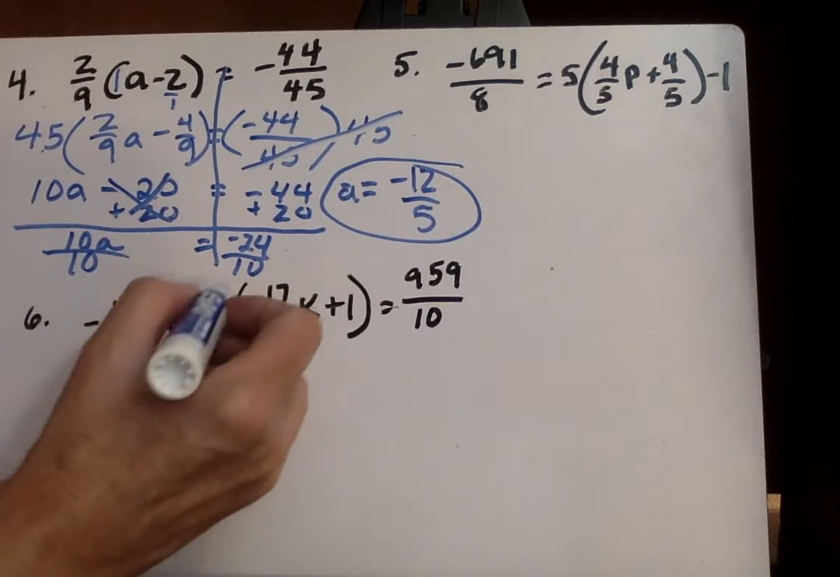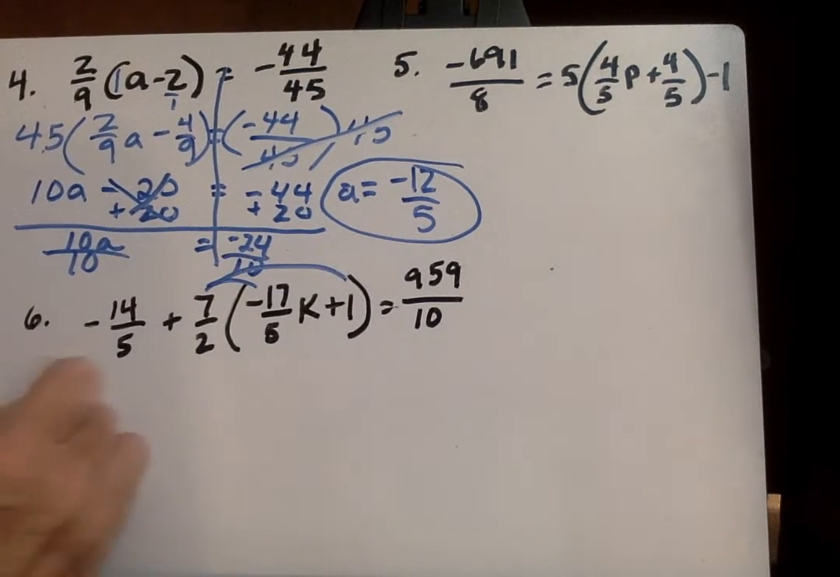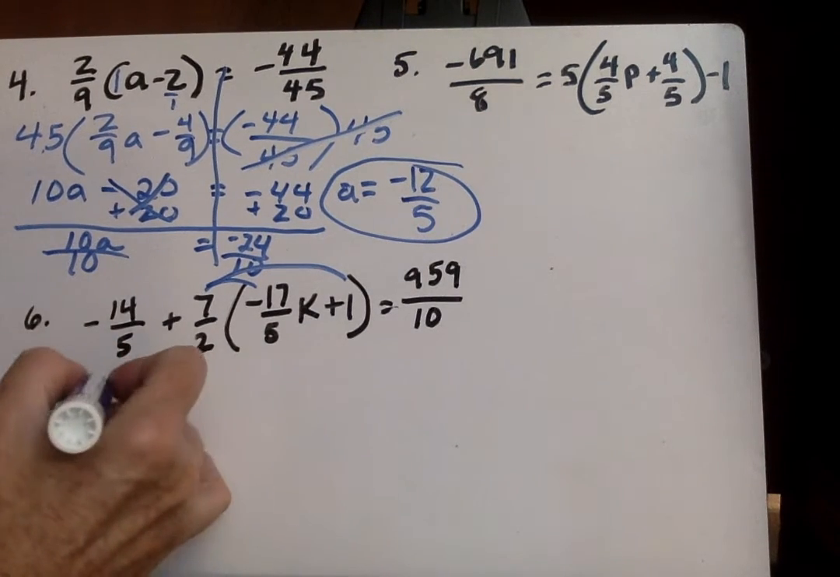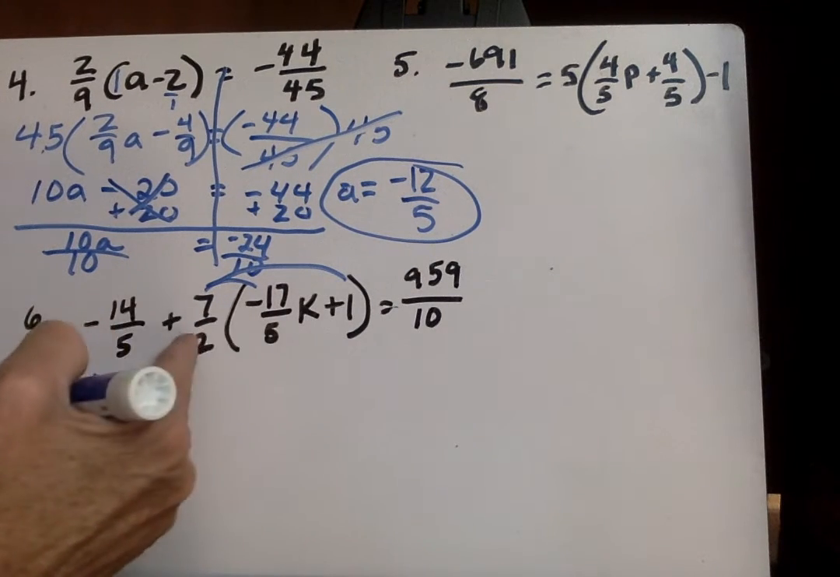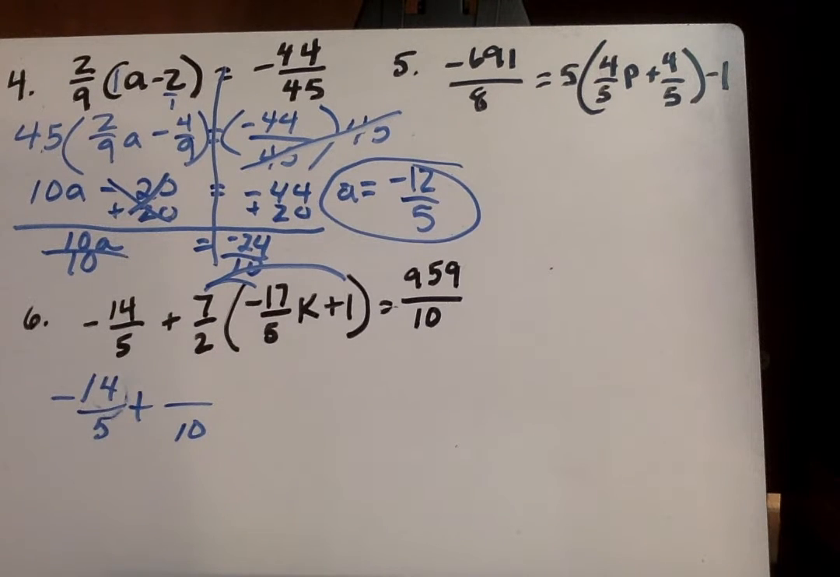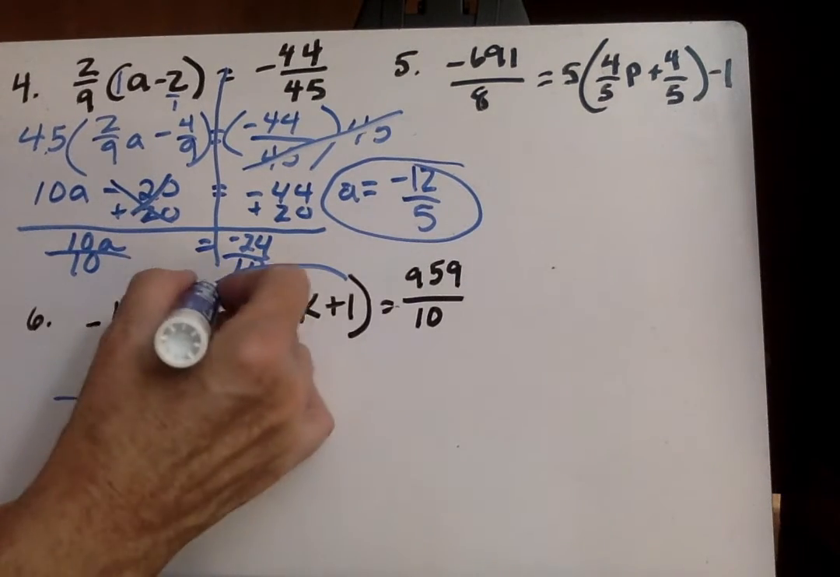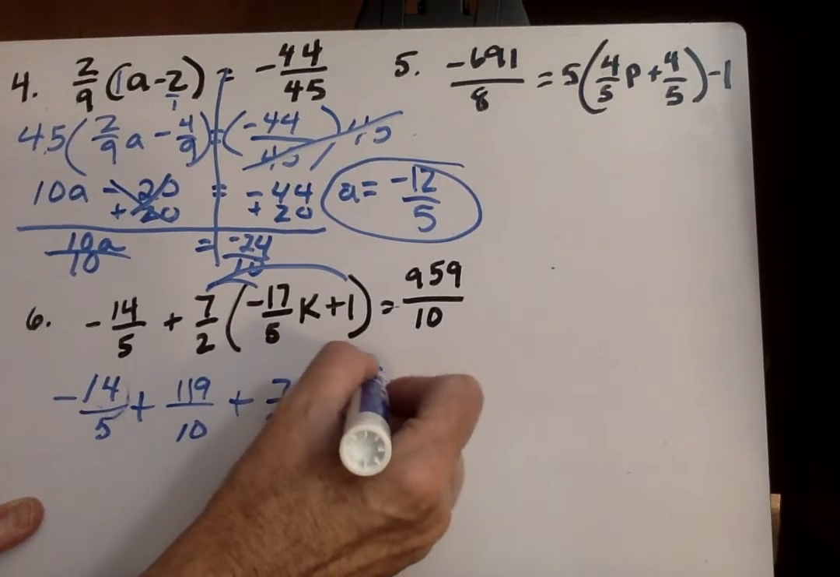Negative 14 fifths plus 7 halves. Okay, the first thing we want to do is get rid of the parentheses and do the distributive property. So I go to negative 14 fifths. Oh, that's a terrible 14. 7 times 17 and 2 times 5, 10 for a denominator. Have my handy dandy calculator, 17 times 7, 119. Plus 7 halves equals 959 over 10.